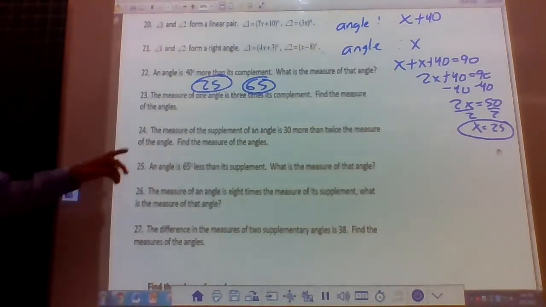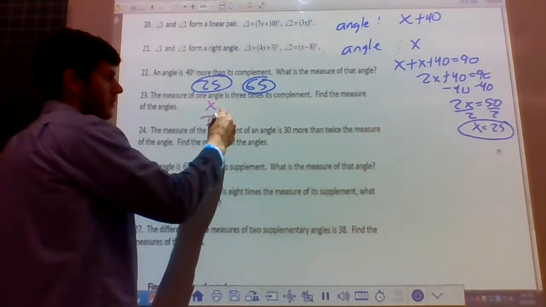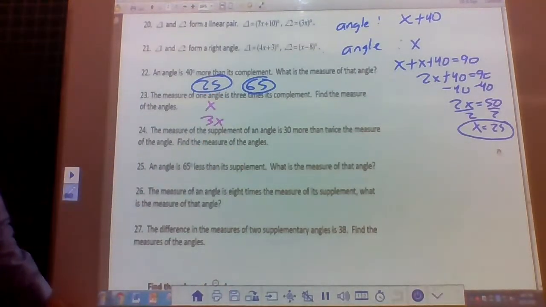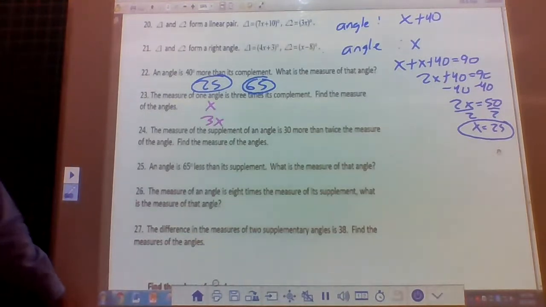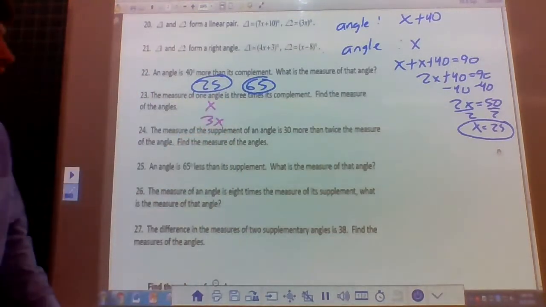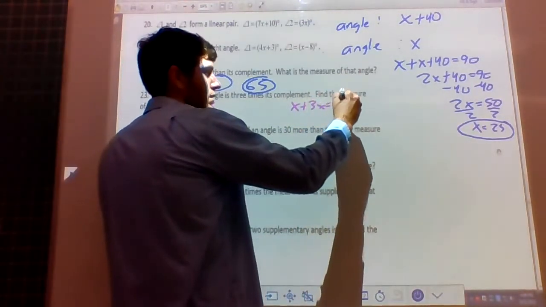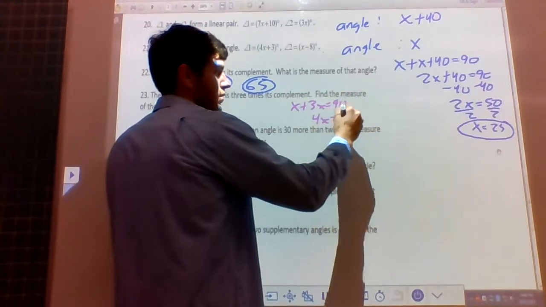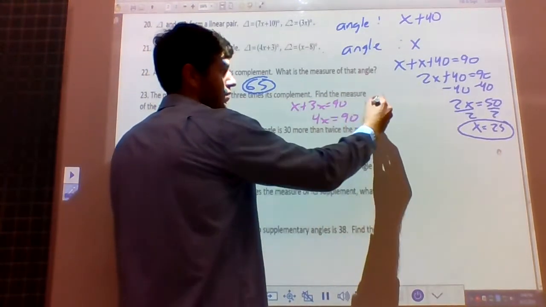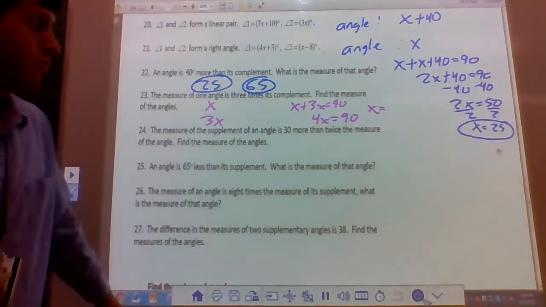Okay, so the measure of one angle is 3 times its complement, so that's going to be x and 3x. Complement means that they're going to add up to 90. So we would do x plus 3x equals 90, which is 4x. We divide by 4, so we get x equals 45 over 2.